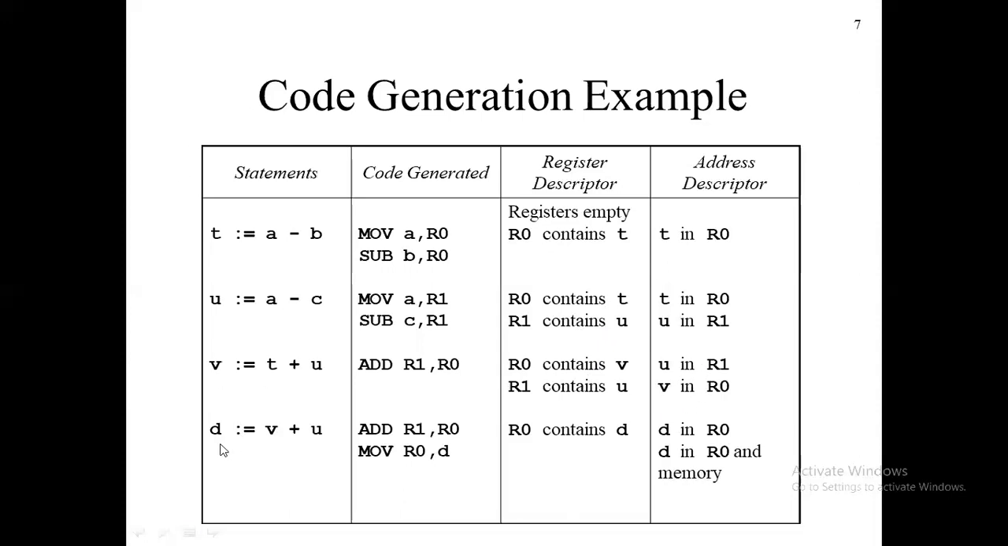Next, we have D equal to V plus U. Here, add R1 and R0, because R1 contains U and R0 contains V. The result will be stored into the register R0. Then the final result will be stored into the variable D, so you have to move register R0 into the variable D. Here R0 contains D. So the final computed result is updated in both R0 and memory, more than one location.